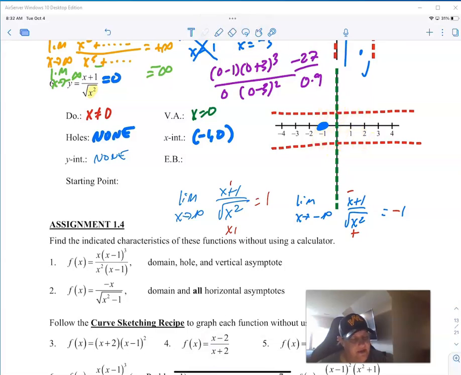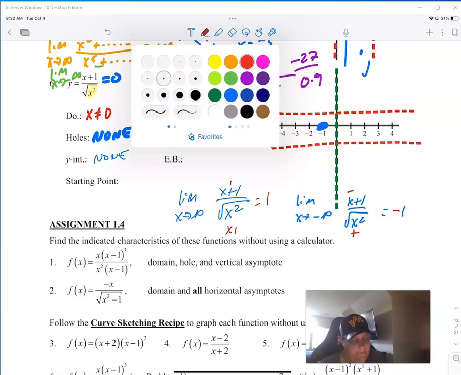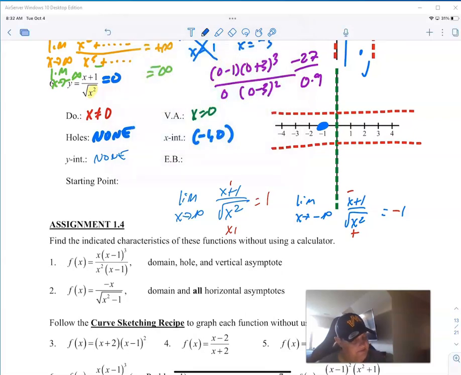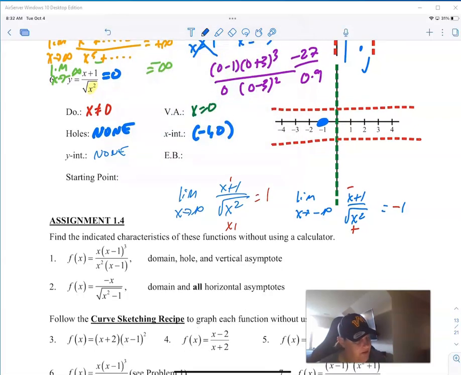So what this is saying is, as I go to positive infinity, it's going to approach 1. I don't really know from where. And as I go to negative infinity, it's going to approach negative 1. Okay? That's kind of interesting. So that's my end behavior. So I have a horizontal asymptote at 1 and negative 1.